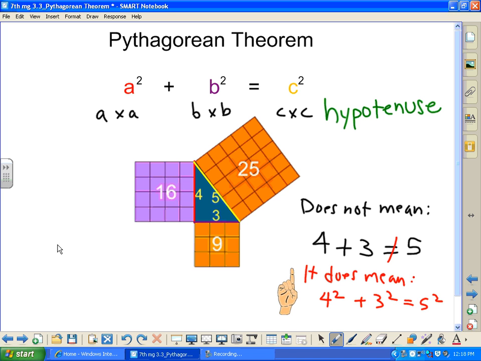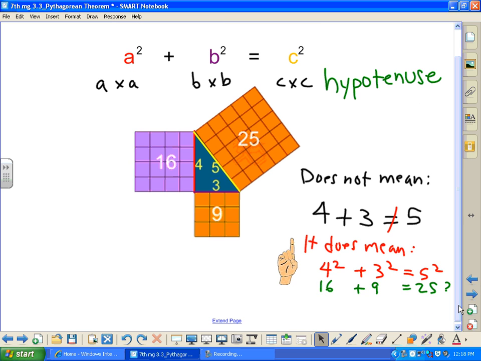And if I were to multiply 4 times 4, that's a 16. 3 times 3 is a 9. And does that give me a 25? Absolutely. 16 plus the 9 does give me a 25. And 25 does equal 25. Okay?